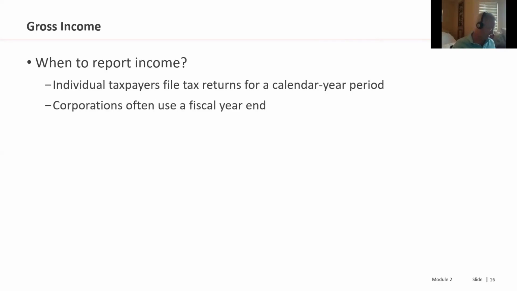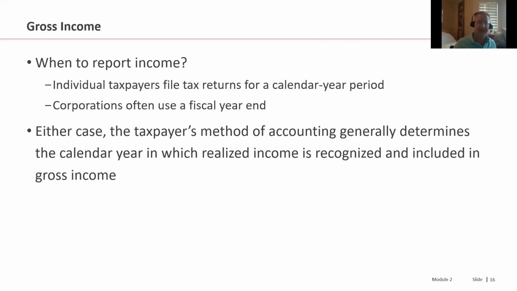Corporations, on the other hand, can use a fiscal year, as we know from calculating when their due dates are in the last module. But in either case, the taxpayer's method of accounting generally determines the calendar year in which realized income is recognized and included in gross income.